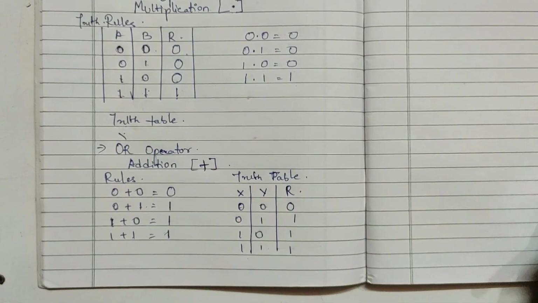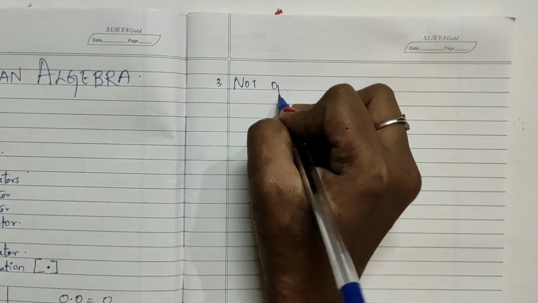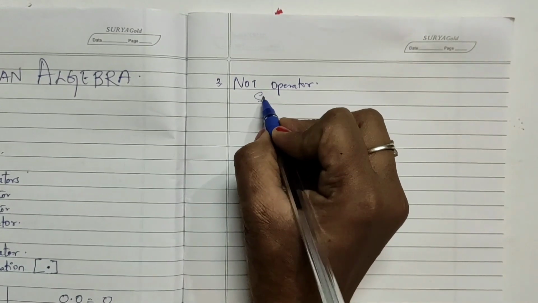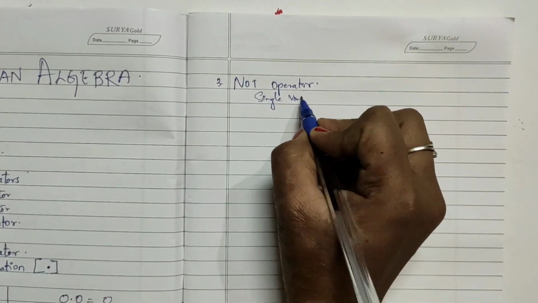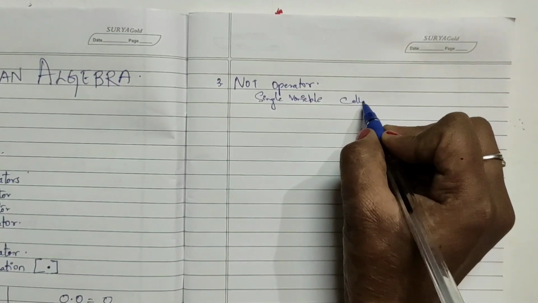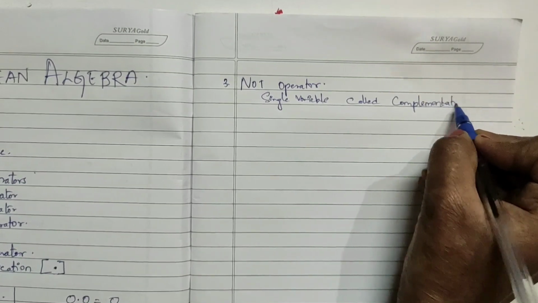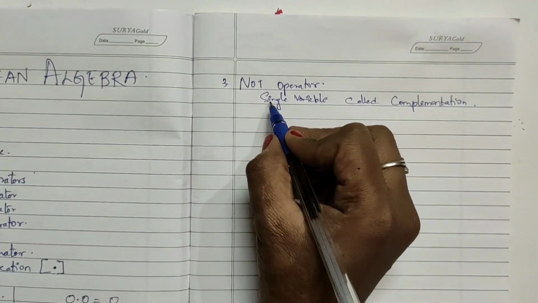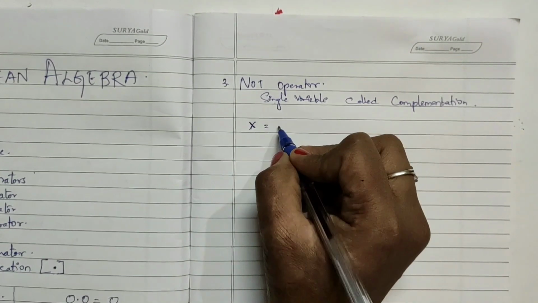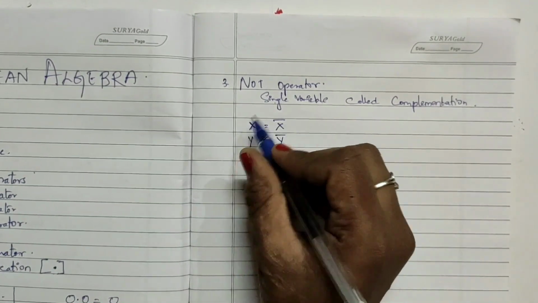Now let's look into the NOT operator. The NOT operator works on a single variable, and the operation performed by the NOT operator is called complement, or complementation. For example, if you have x, x complement will be x bar. If you have y, y complement will be y bar. So this is the NOT operator.